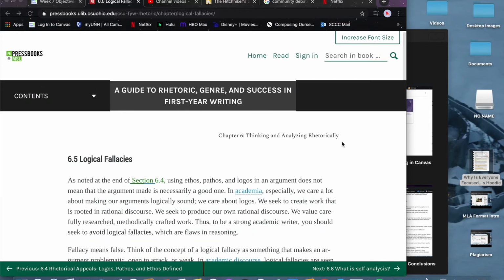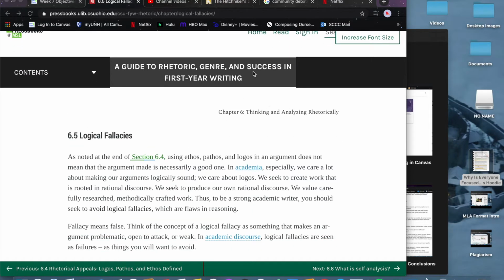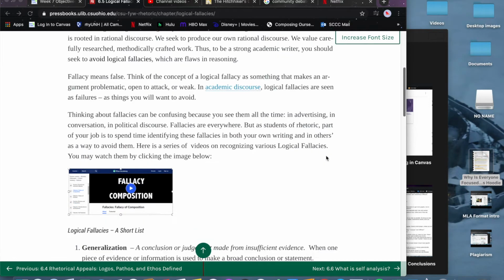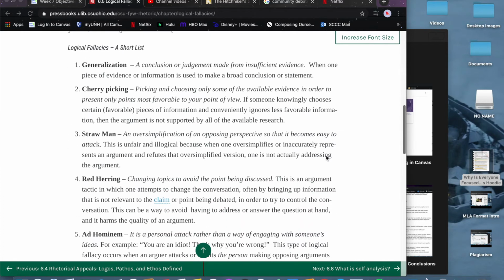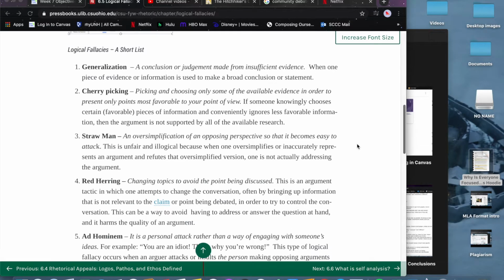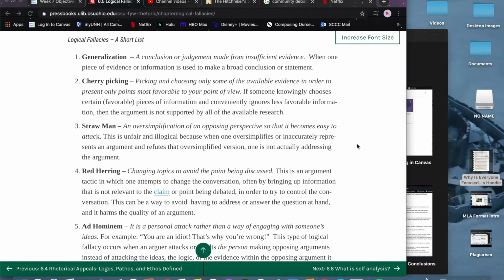So you had some reading to do from A Guide to Rhetoric, Genre, and Success in First Year Writing, chapter 6.5, which is Logical Fallacies, okay, which gives you a short list of possible fallacies. There are plenty more, but these are a pretty nice list for you to utilize.